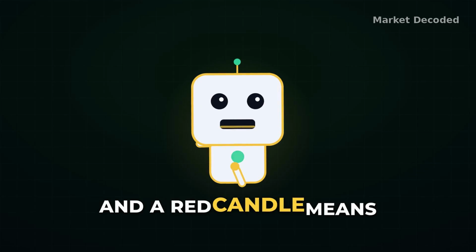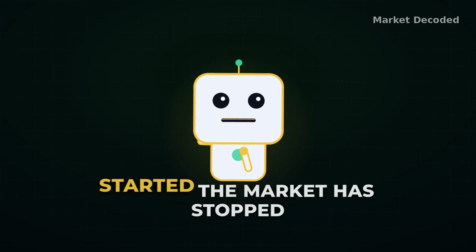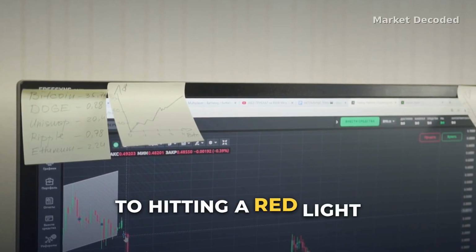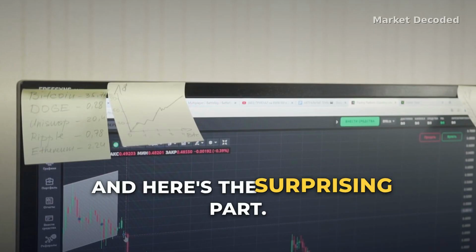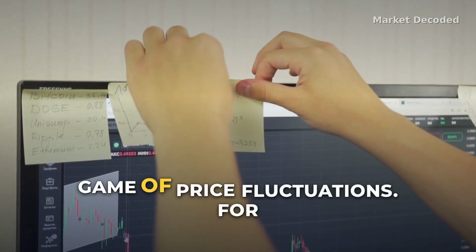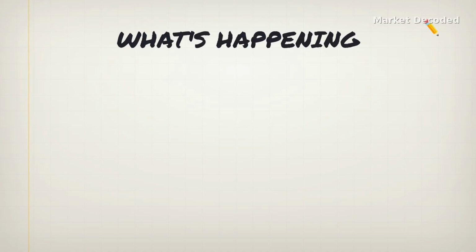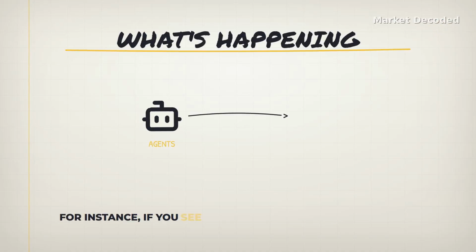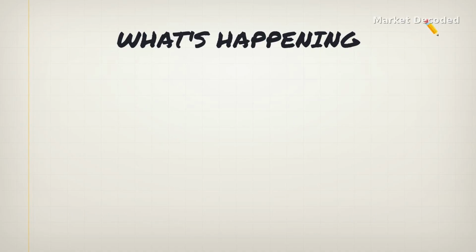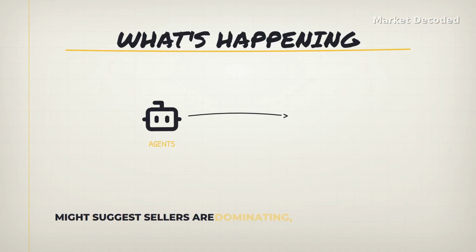And a red candle means prices closed lower than they started. The market has stopped or even gone back, similar to hitting a red light. And here's the surprising part. The color can tell you who's winning in this little game of price fluctuations. For instance, if you see lots of green candles over time, it might mean that buyers are more active and pushing prices up. Conversely, a series of red candles might suggest sellers are dominating, pulling prices down.